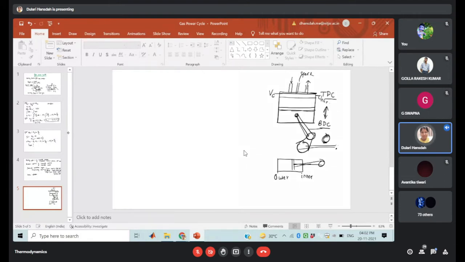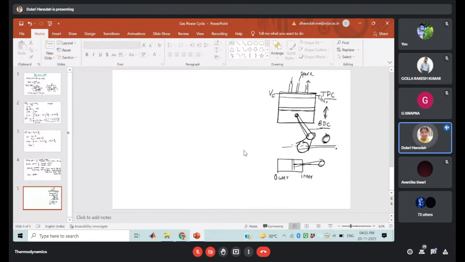So top dead center, as I have already told you, we have to take any reference point, either the crank or the cylinder head. Suppose the crank is the reference point. From this point, when your piston is near the cylinder head, that is known as your top dead center. It is the fixed position of the reciprocating engine, where your piston will reciprocate inside the cylinder. The other end is known as your bottom dead center. This one is the bottom dead center.